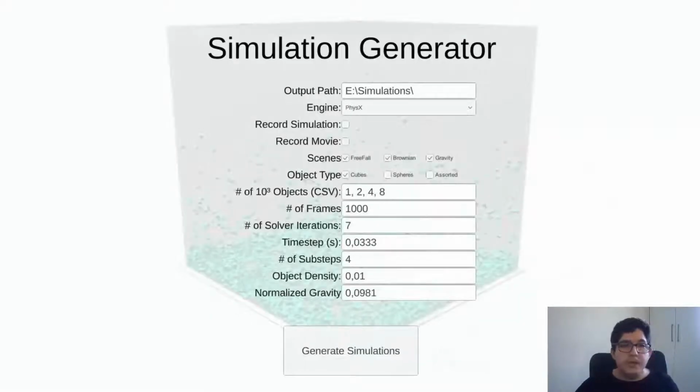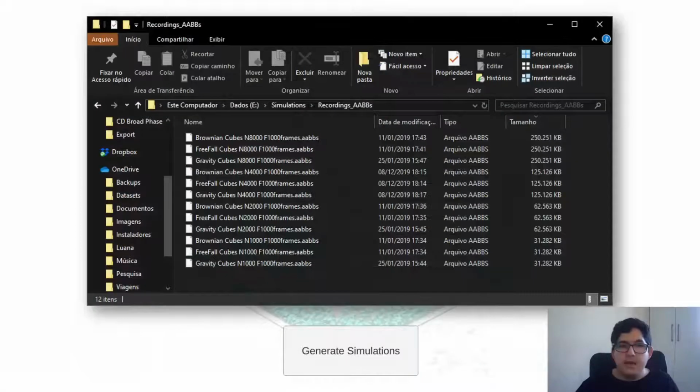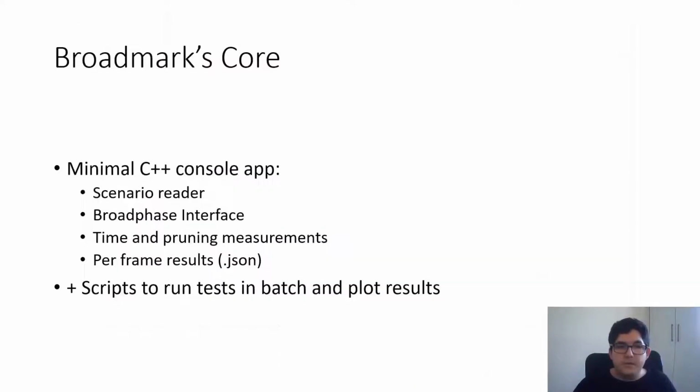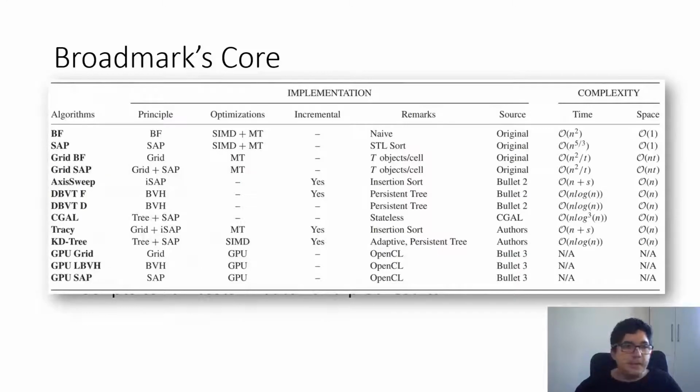So here's a screenshot of a wizard that generates the simulations. They're all baked to files. And the Broadmark core that I was talking about is a minimal C++ implementation. It has the scenario reader, the broad phase interface, time and pruning measurements, and per-frame results. And there's also a set of Python scripts that you can use to run tests in batch and also to plot the results.